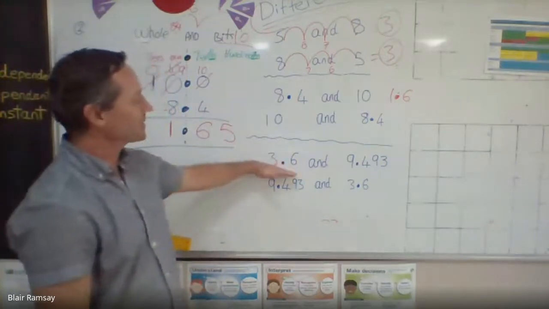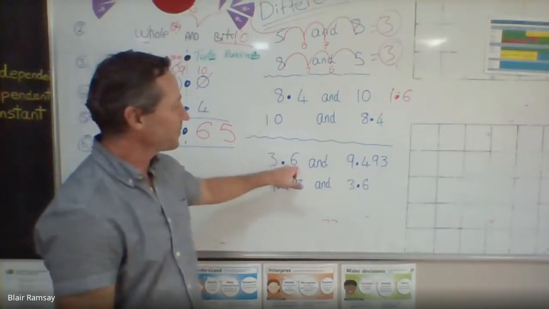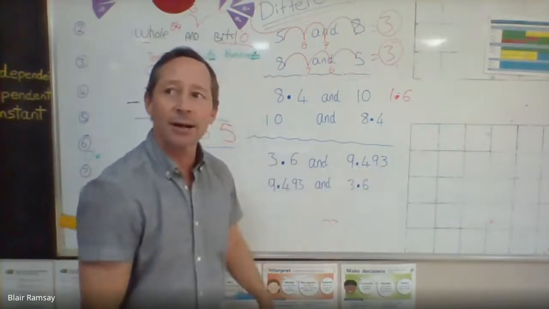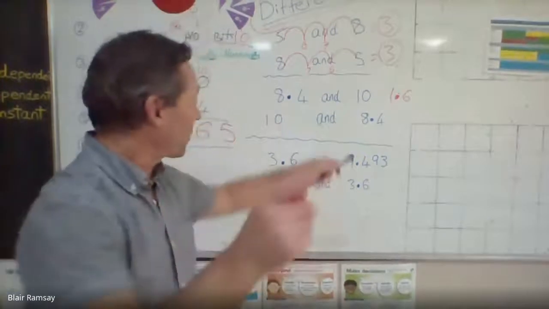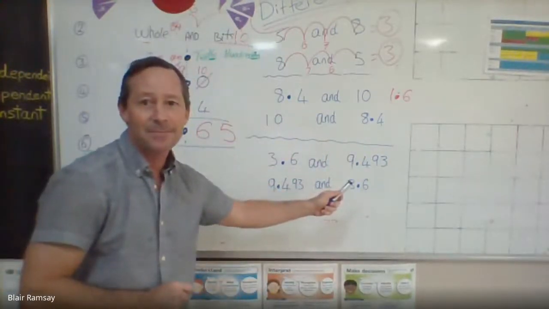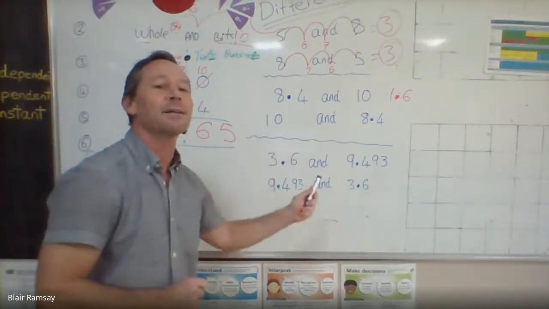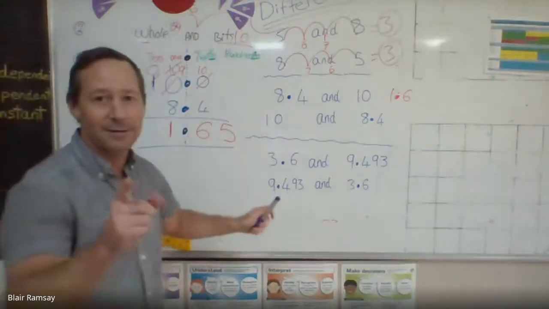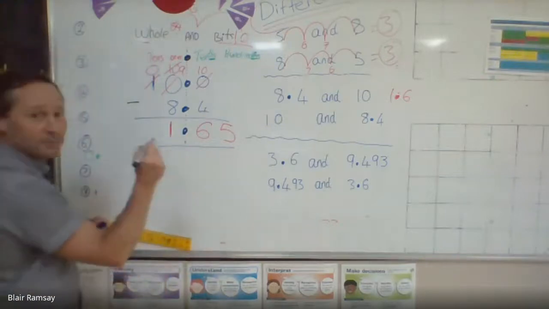So in this case, I have 3.6 and I have 9.493. Which one am I going to take away from the other one? I tell you what, have a think about it. Hands up if you've done this. All right, hands up if you have not done it, but you might use the clue from over here to have a go. Excellent. Those people that have finished, I'm going to give you one extra one.